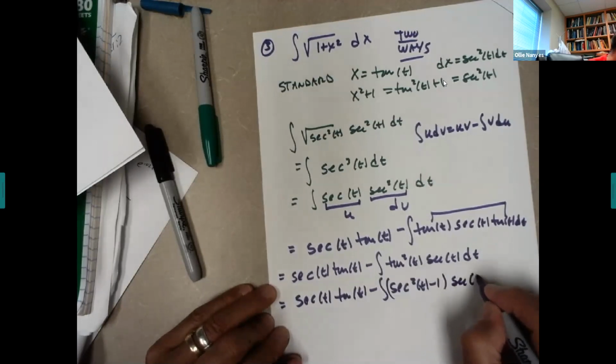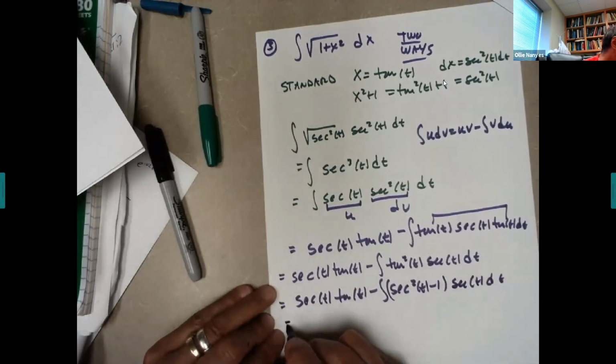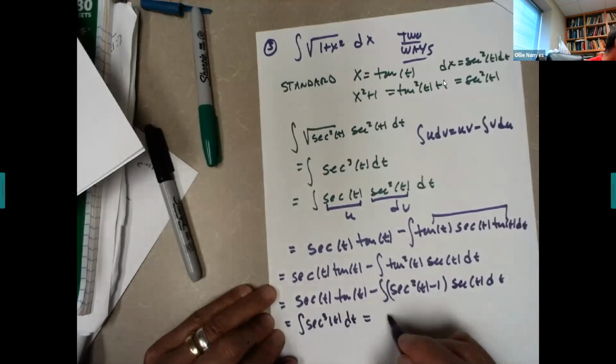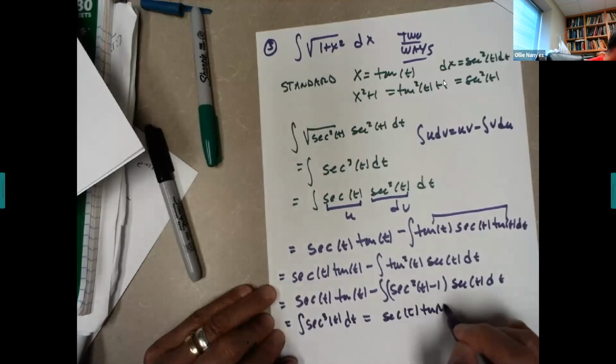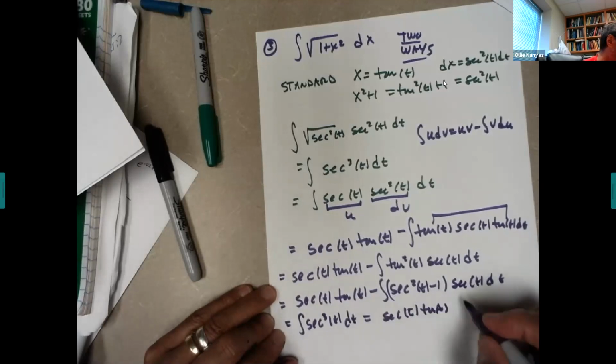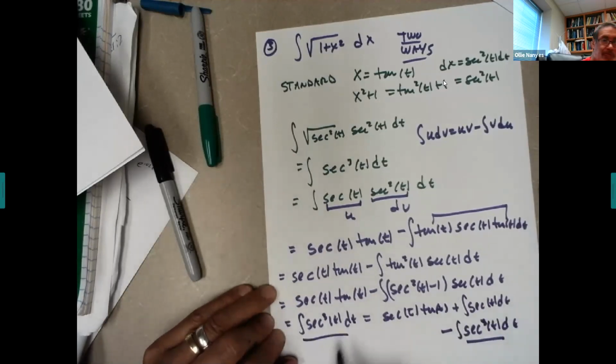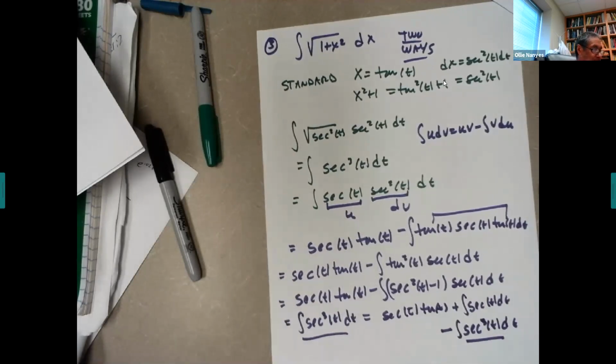We have a secant t dt. So we now have the integral of secant cubed is now secant t tan t. Now I'm going to do a minus, that's going to be the plus the integral of secant t dt, subtract another factor of secant cubed. Now you see the secant cubed here and the secant cubed there? Those can be combined.